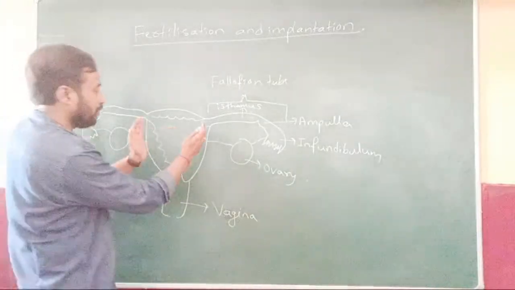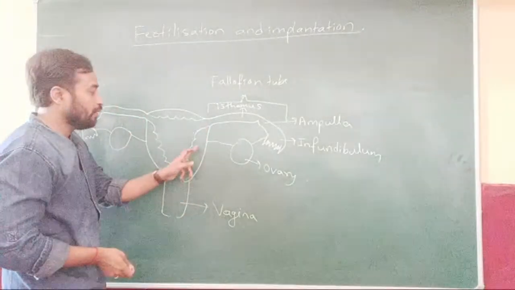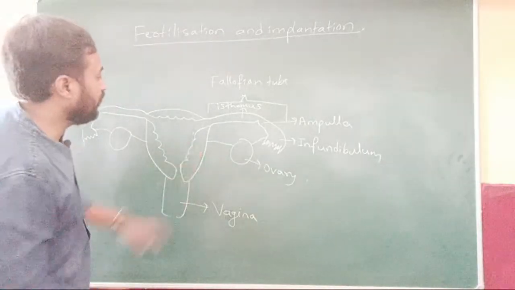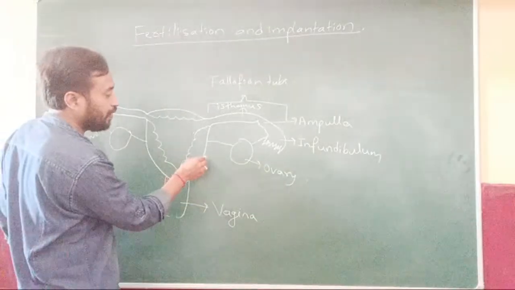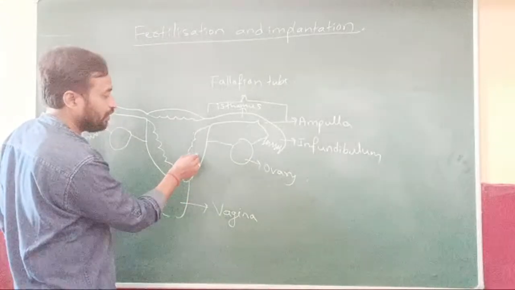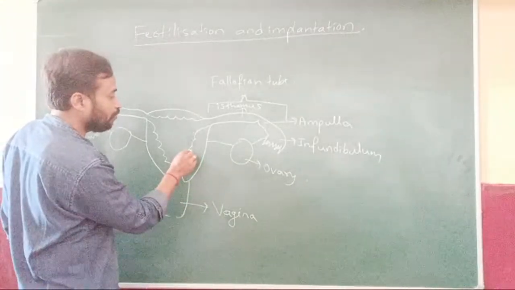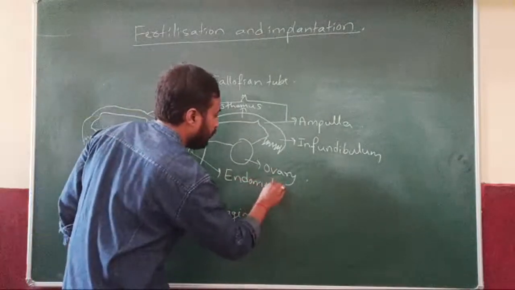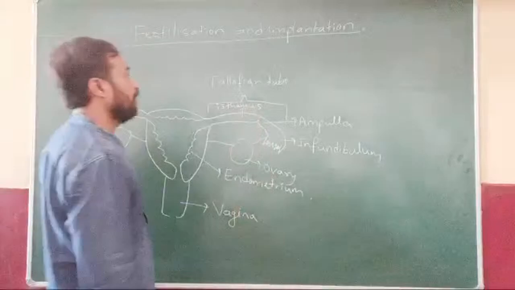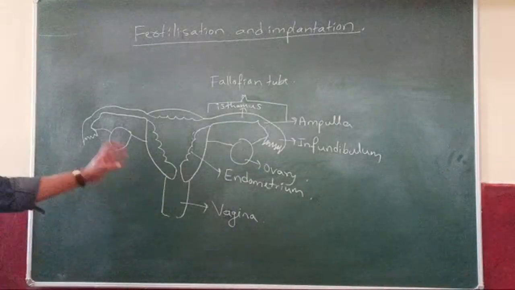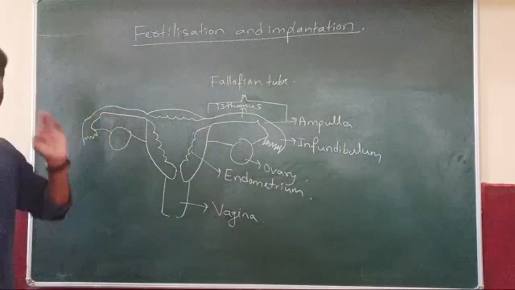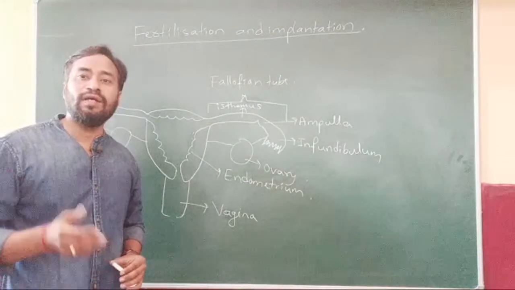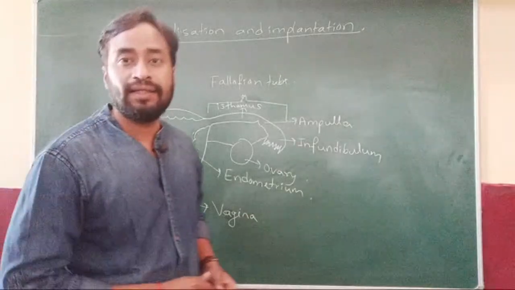Along with this, we should also know the 3 layers of the uterus. The uterus is made up of 3 layers. The outer one is the perimetrium, the middle one is the myometrium, whereas the innermost is the endometrium. This is important. This is the basic structure of the female reproductive system. We studied the detailed structure already in earlier classes.